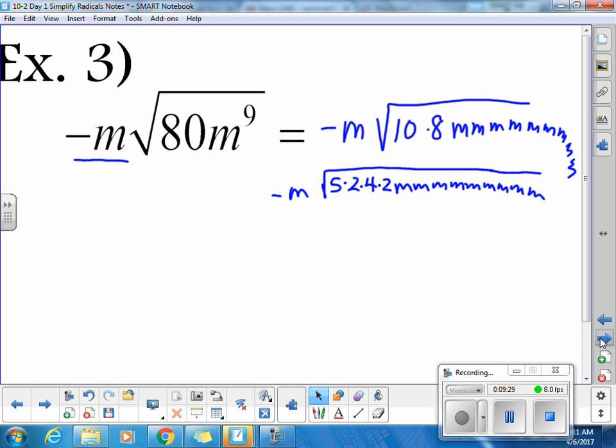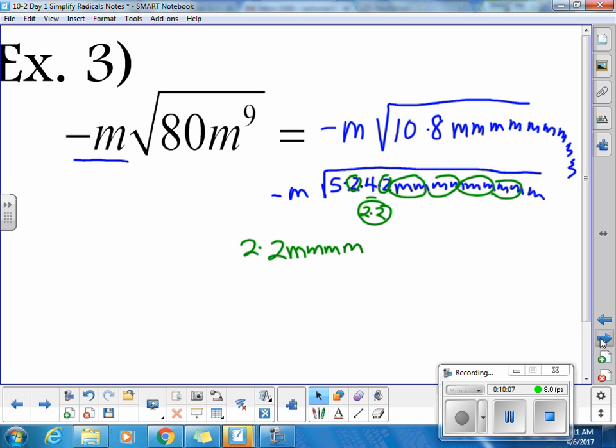All right, so let's see, I have a pair of 2's. 2 in, 1 can come out. I have 1, 2, 3, 4, 5, 6, 7, 8, 9. Yeah, that is 4 pairs of m's, so I can take out 4 m's. And I have this 4. I know that 4 is another 2 times 2, so I can take out another 2.